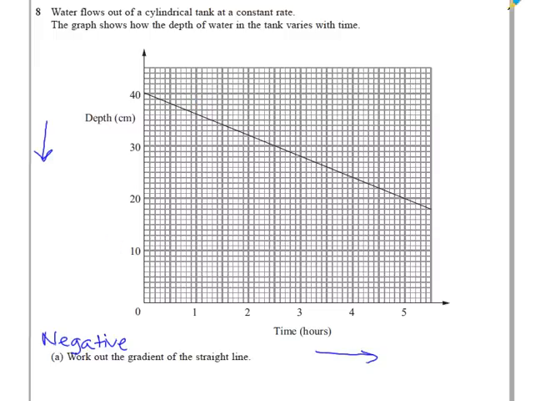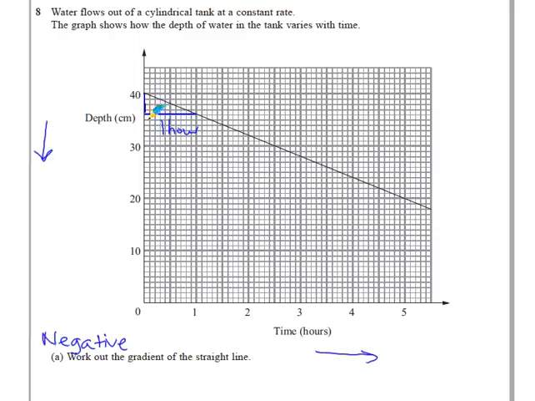Okay. Now we need to find for every 1 hour of time what the change in the depth is. So for every 1 hour of time that we go across, so I'm going to go from 0 to 1. So from here I'm going to come across to there, every 1 hour of time. As I come down 1 hour, okay, so for every 1 hour on the graph, I go down.